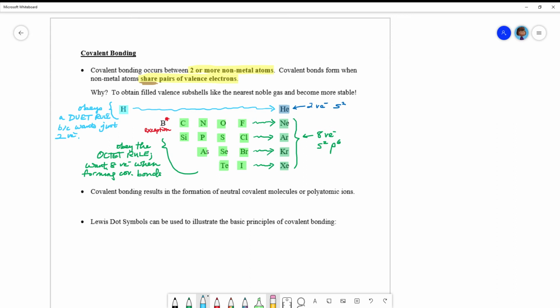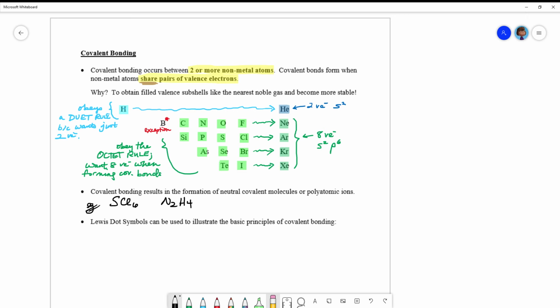Okay. So now that we've summarized the behavior of different non-metal elements on the periodic table, what do we get when various nonmetals form covalent bonds? Well, it says right here that covalent bonding results in the formation of neutral covalent molecules or polyatomic ions. So for example, covalent bonding could give us a molecule such as SCl6, sulfur hexachloride, or perhaps a molecule like N2H4, dinitrogen tetrahydride.